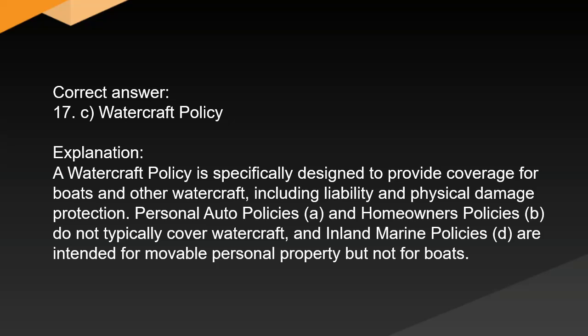Correct answer: C. Watercraft policy. Explanation: A watercraft policy is specifically designed to provide coverage for boats and other watercraft, including liability and physical damage protection. Personal auto policies, A, and homeowners policies, B, do not typically cover watercraft, and inland marine policies, D, are intended for movable personal property but not for boats.